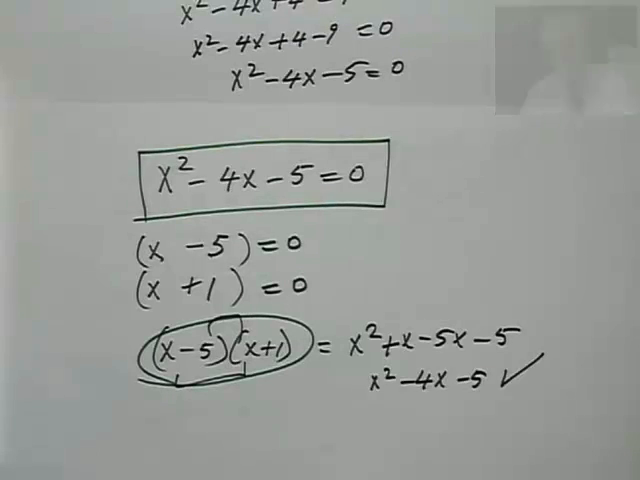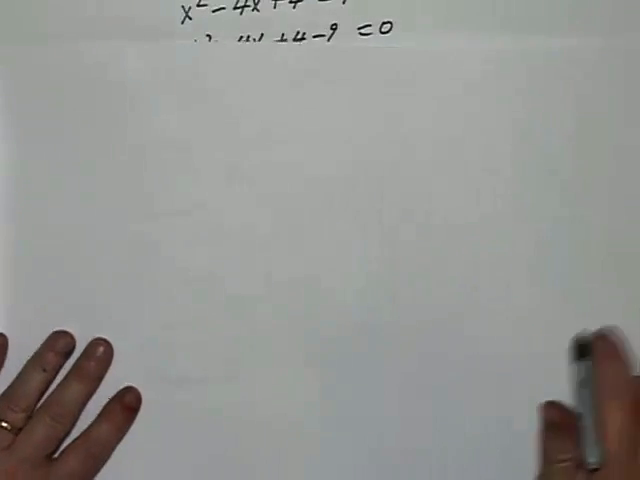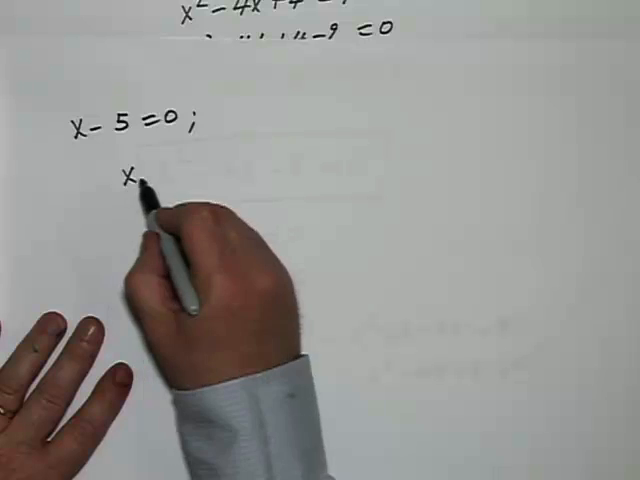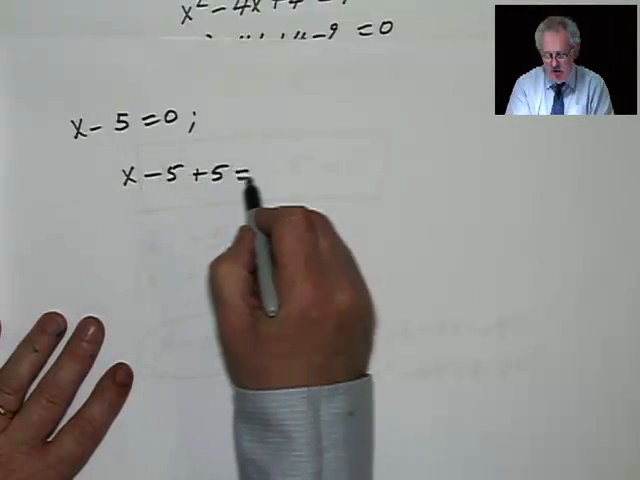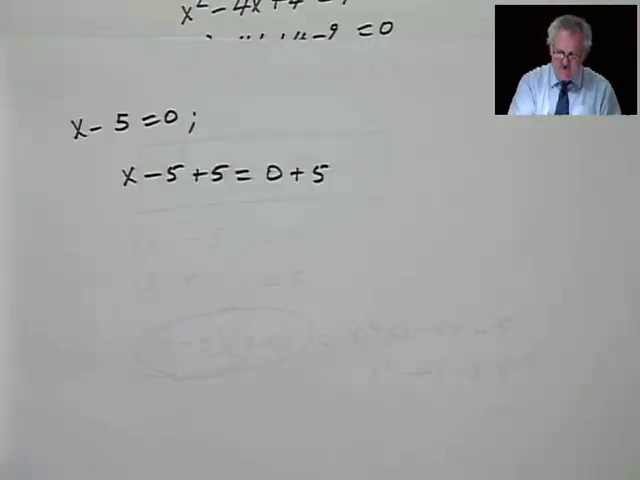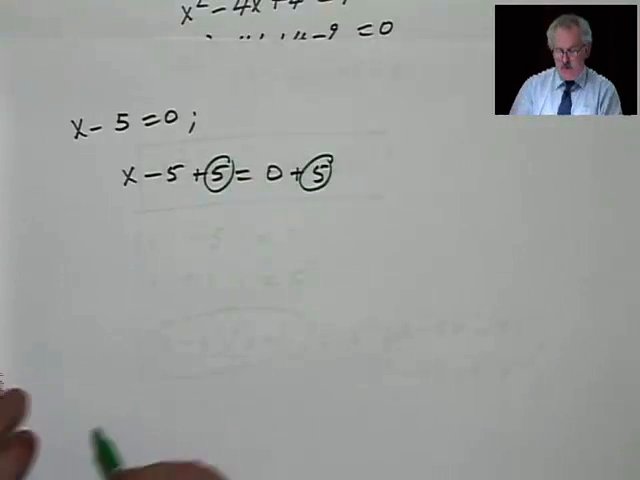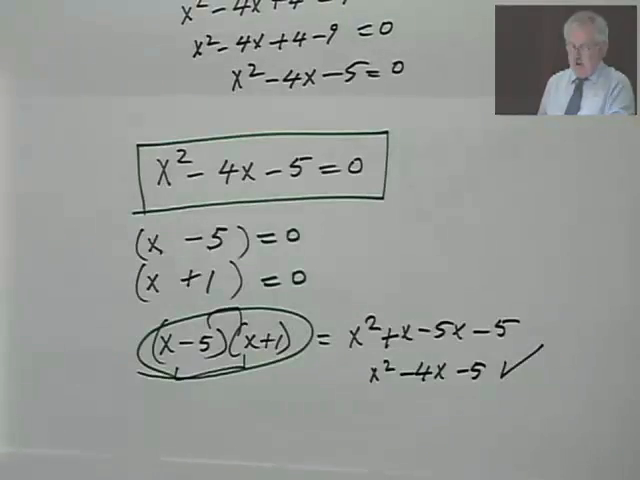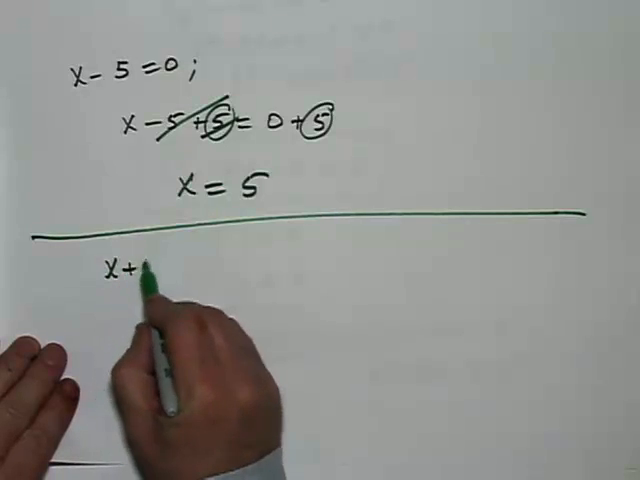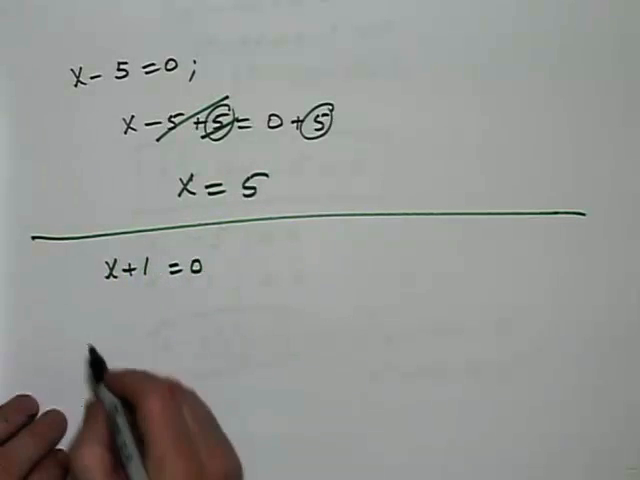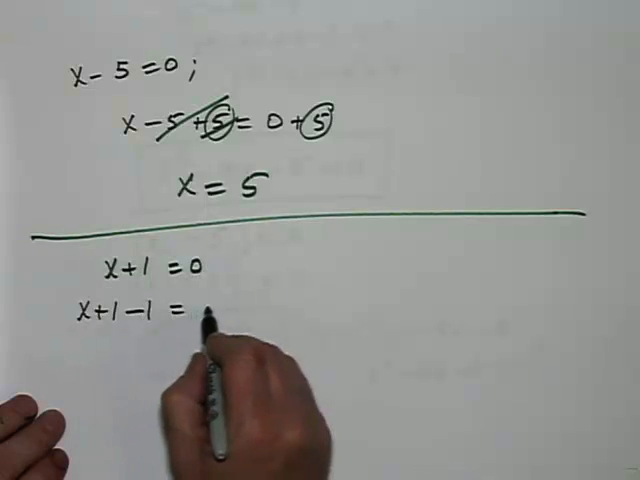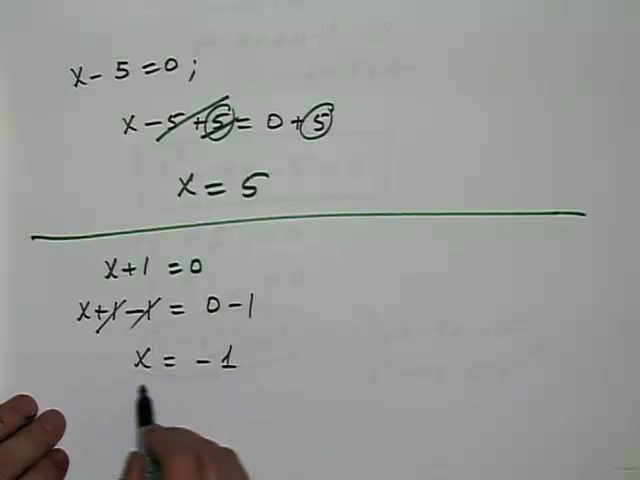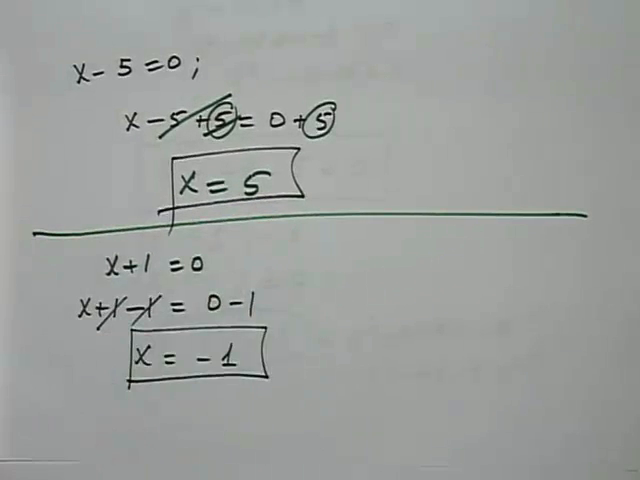Now, joining the factors and the roots, if x minus 5 is 0, then x minus 5 plus 5 is 0 plus 5, by adding in 5 on both sides. They cancel, and we get x is 5. Similarly, if x plus 1 is nothing, we can say x plus 1 minus 1 is nothing minus 1, to get rid of this 1. They cancel, x is equal to minus 1. These are now the roots.